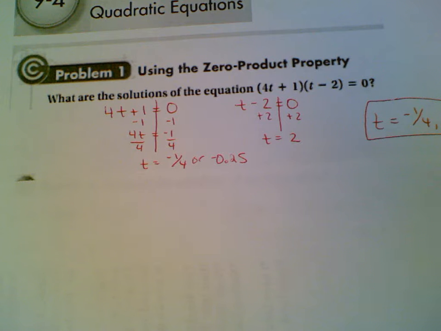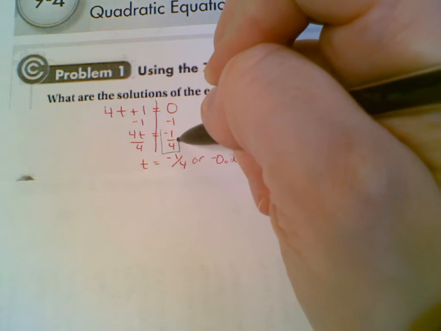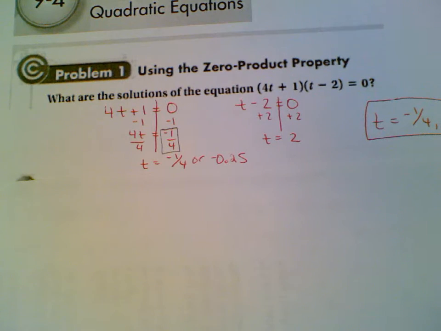Now, I am okay with you writing it as a decimal. However, I don't know that IXL always wants it written as a decimal, so you might need to leave it in its fraction form. And if that's the case, this is your fraction that you can put in right there.